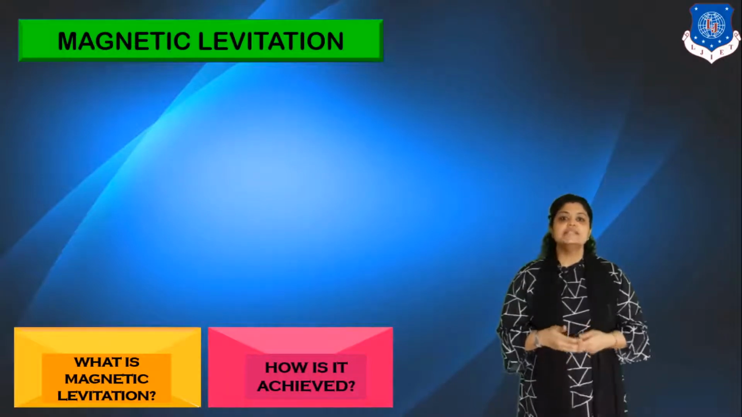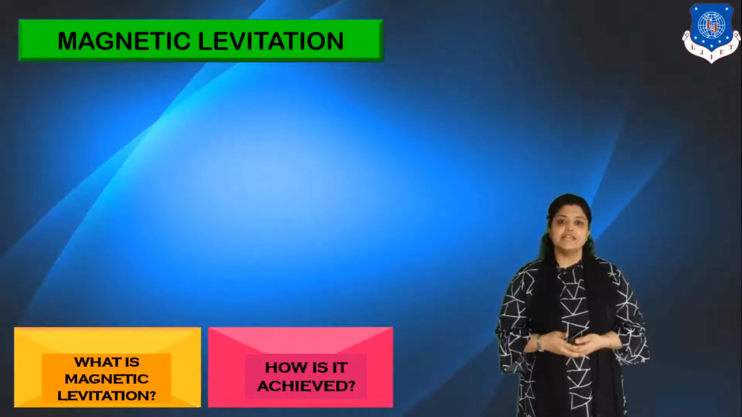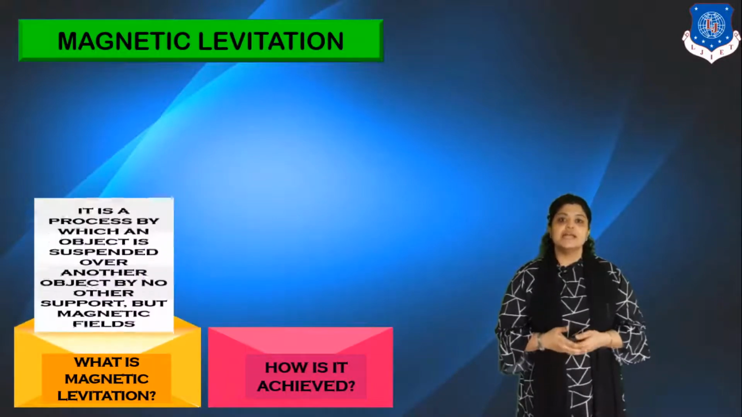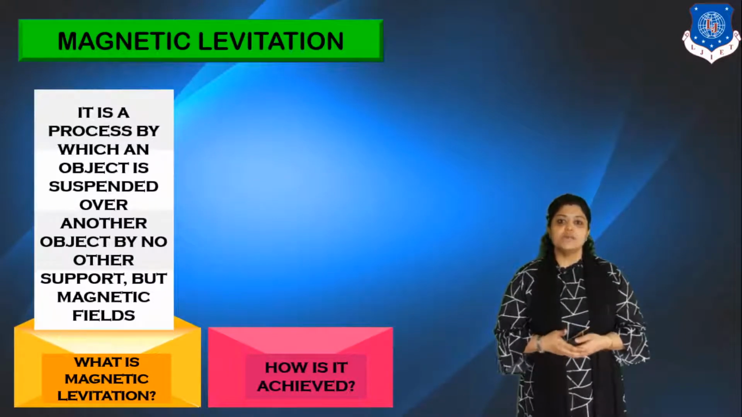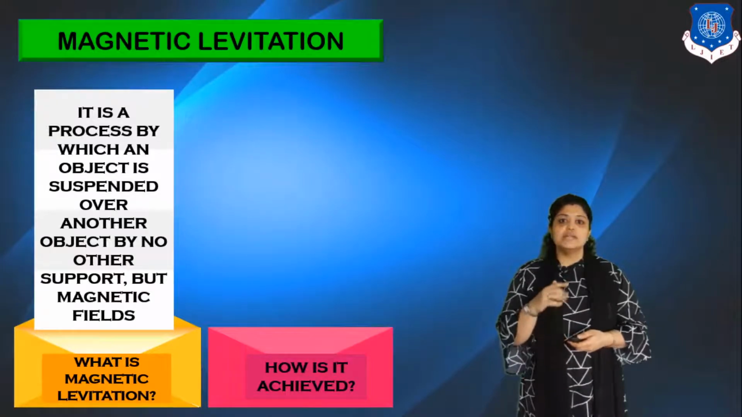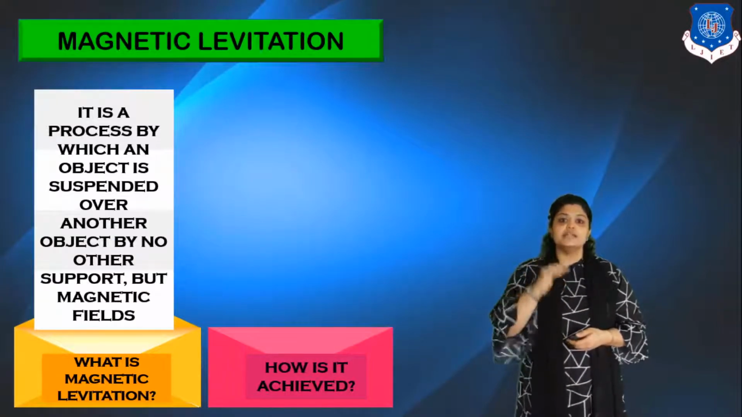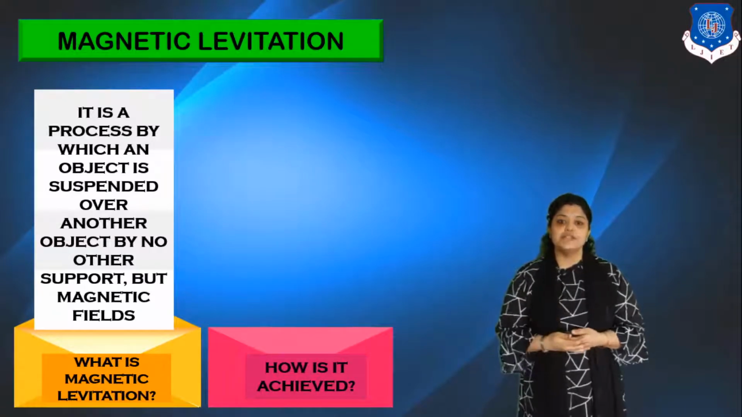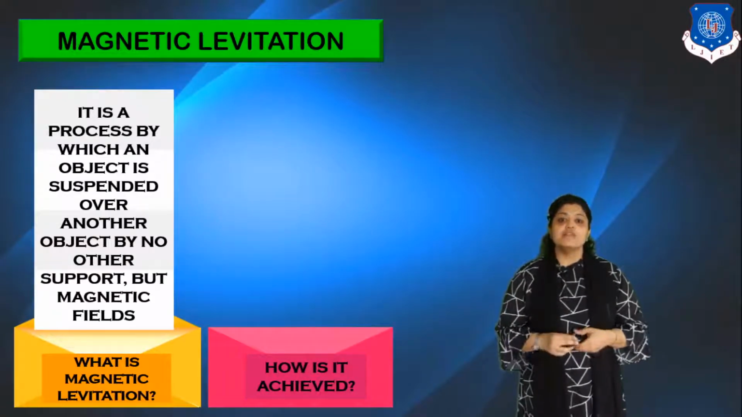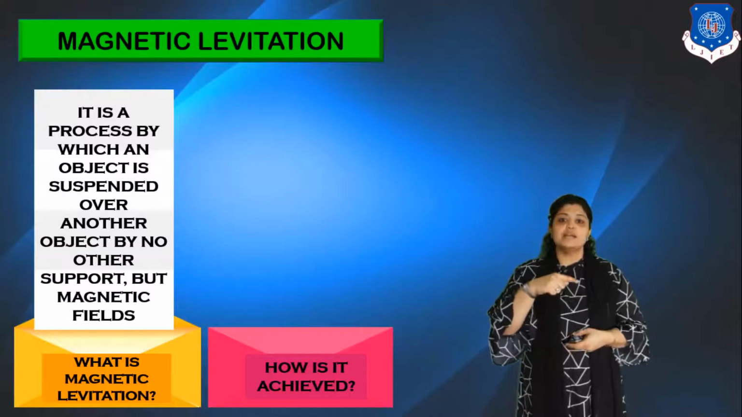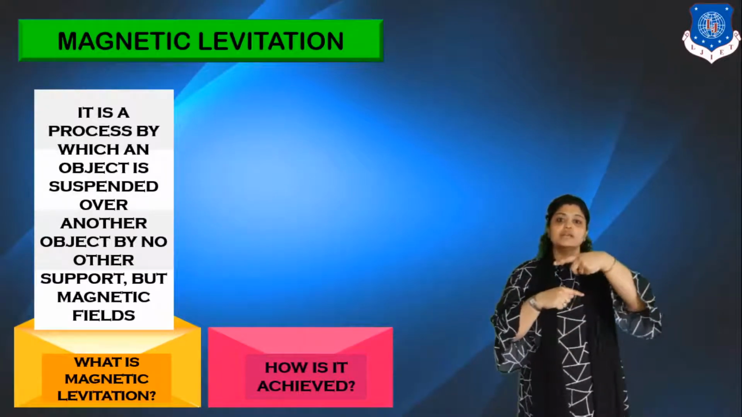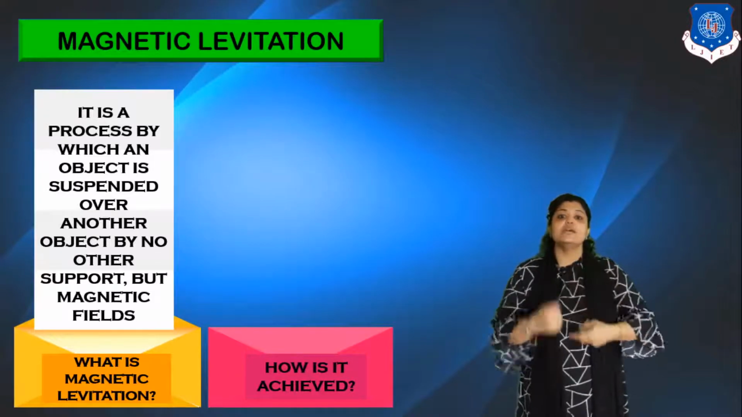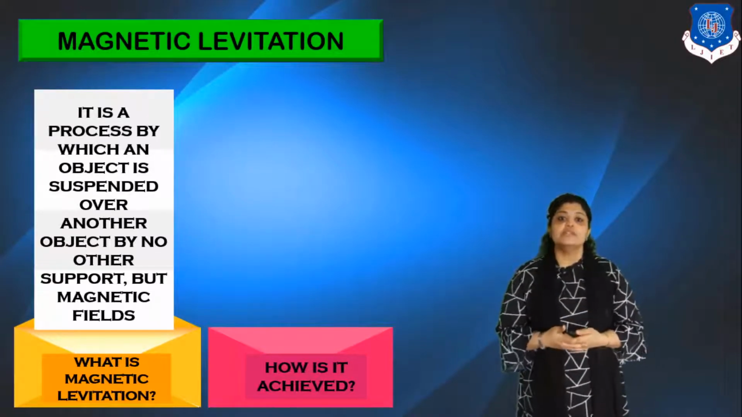So first, let's discuss what magnetic levitation is. So what is magnetic levitation? It is a process by which one object is suspended above another object with no other support but magnetic fields. What does that mean? If you have any object at this height, there will be one more object. There should be no contact between the two. And how is this achieved? With the help of magnetic fields.